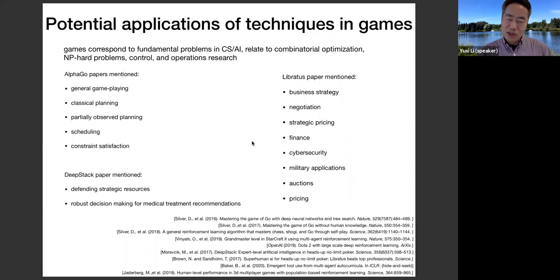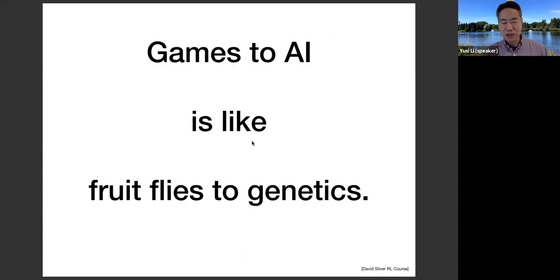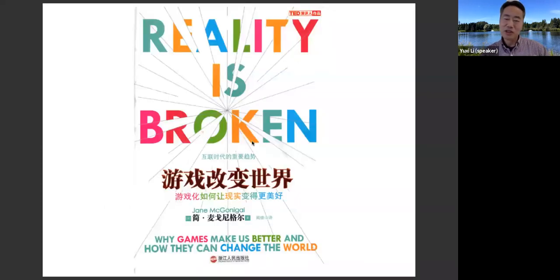So yeah, basically a game is an abstraction of the real world. So games to AI are basically like fruit flies to genetics. Yeah, so games can be everywhere, and many problems can be modeled as games. And if we can achieve good results on games, then we can probably apply them to some other applications. There's the book Reality Is Broken, or in the Chinese translation, something like Games Are Changing the World. And there's something said about gamification. Many things can be regarded as games.